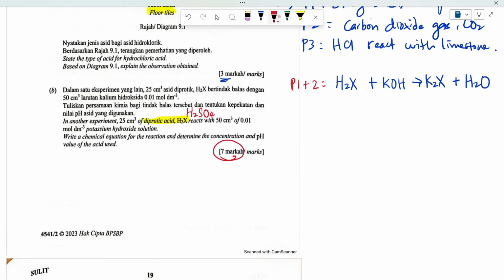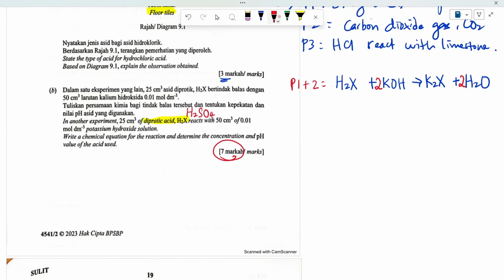Then we need to balance the chemical equation. How? Potassium hydroxide times 2 here, and H2O also. So point 1 and point 2, all formulas correct, 1 mark. Then balancing, 1 mark. If one of the formulas is wrong, point 1 and point 2, no more marks.